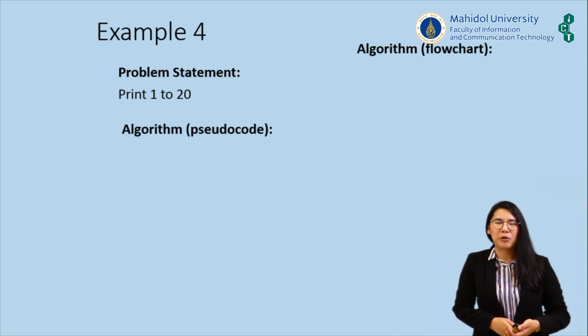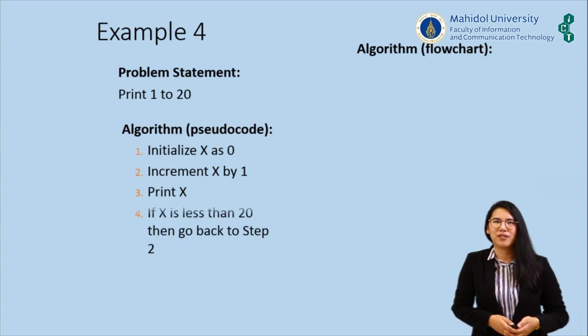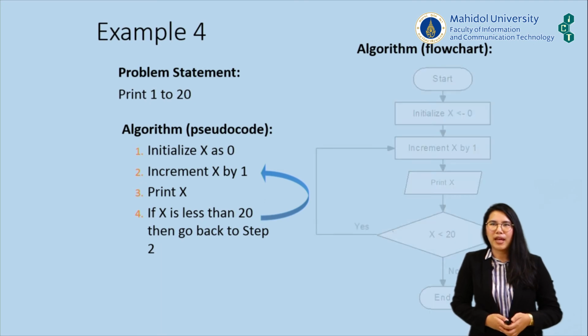The pseudocode is: you need a counter. So I put the counter x as 0 as a start number. And then you increment x by 1 every time, and then you print x. And then you need to loop back to step 2 until x is more than or equal to 20. You can see from here we have the arrow that keeps looping. And then let's see what the flowchart will look like.